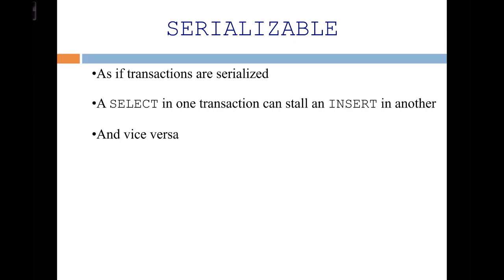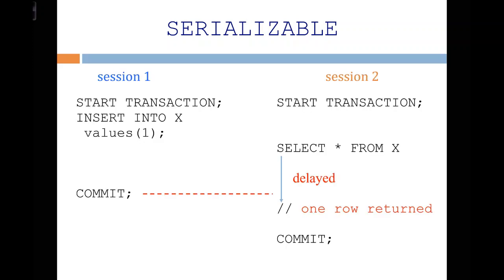We don't actually need to remove parallelism all the time, but the outcome of a serializable transaction must be as though it was the only one running at that isolation level at that time. The implications of this are that a select in one serializable transaction can stall an insert in another, and vice versa. So let's look at how that works.